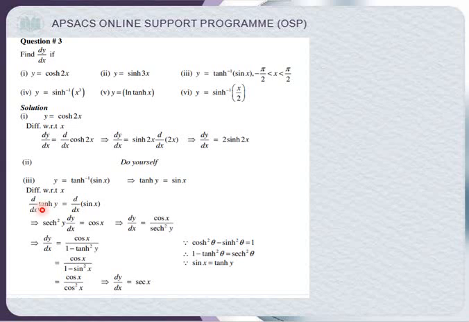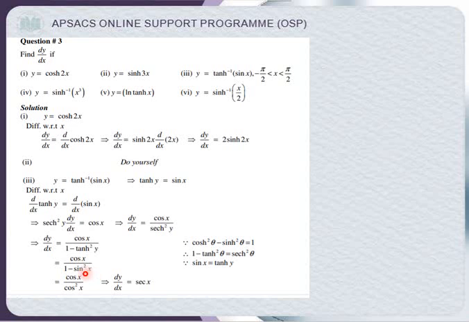Differentiate with respect to x. The tangent hyperbolic y derivative is sec hyperbolic square y, and y derivative is dy by dx; sin x derivative is cos x. So dy upon dx is equal to cos x upon sec hyperbolic square y, because this is multiplied there, so it should be divided. Now sec hyperbolic square y is equal to 1 minus tangent hyperbolic square y, and that is 1 minus sin square x. Why? Because tangent hyperbolic y is equal to sin x.